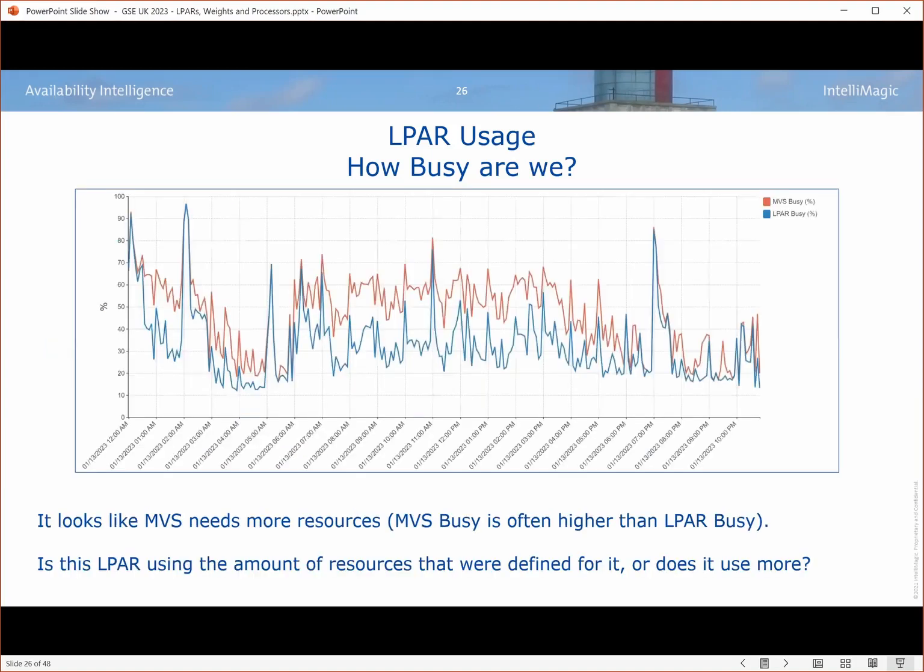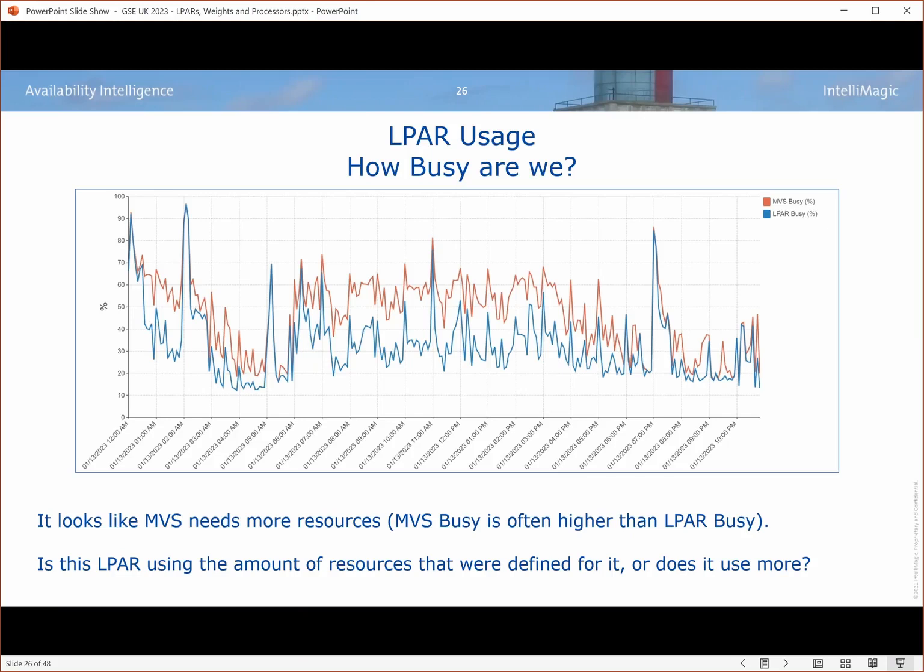What we can do is then look at the MVS busy and the LPAR busy together in a chart. MVS busy is the red line, LPAR busy, i.e. the resources, is the blue line. So yes, MVS busy is often higher than LPAR busy. So I'd like to look at this LPAR closer and potentially make changes.